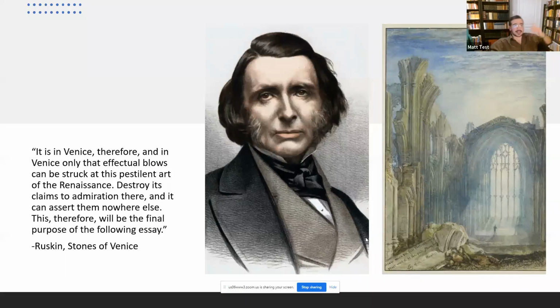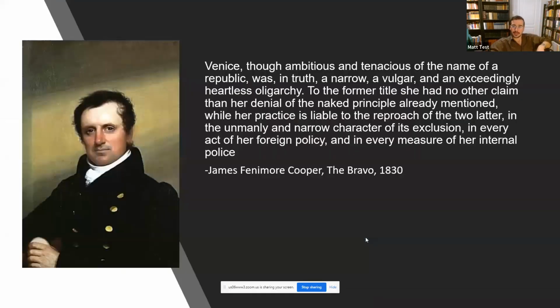So anyway, Ruskin says that the high point of art's greatness is what we have to return to, hence the name Pre-Raphaelite Society, right? We have to return to the pre-Raphael, the pre-Renaissance age of aesthetics, of politics. This is why the Round Table movement of Cecil Rhodes picked the name Round Table, who, again, Rhodes was a student of Ruskin. He says it is Venice, and in Venice only, that effectual blows can be struck at this pestilent art of the Renaissance. Destroy its claims to admiration there, and it can assert them nowhere else. This, therefore, will be the final purpose of the following essay, which is his Stones of Venice. All right, so we have our anti-Schiller character.